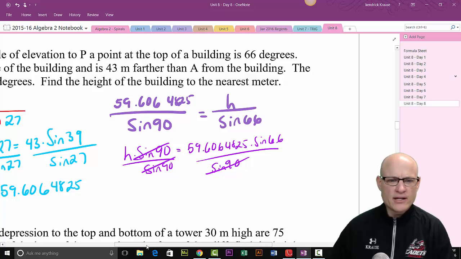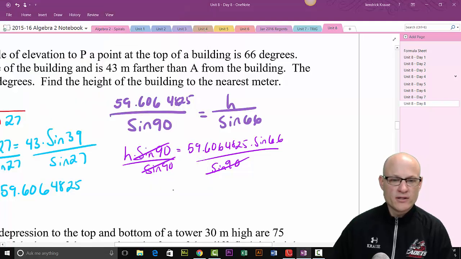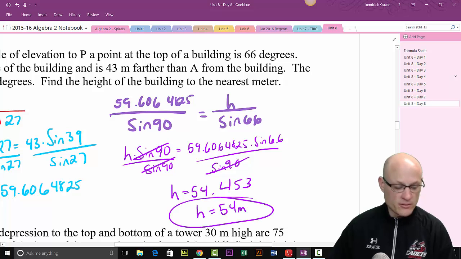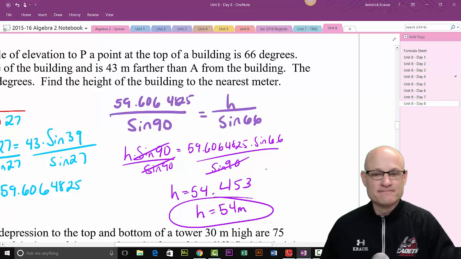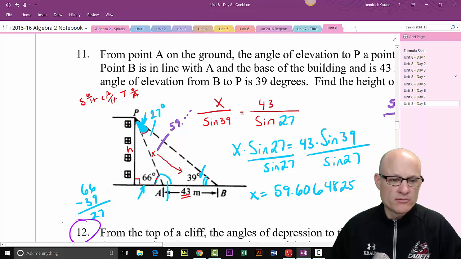Let's go. 59.6064825 times the sine of 66. And the height of my building is 54.453. So my answer is h equals 54 meters to the nearest meter. Yay, we're done. All right. Done with that one. 12 is a bonus. So we're moving on.